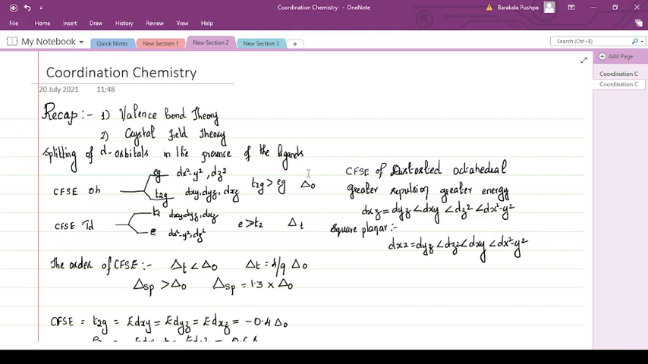In the case of octahedral complexes, what is the splitting? That is t2g and eg. In the case of tetrahedral complexes, the splitting is as e and t2. We know what t2g is: dxy, dyz, dxz. Eg means dx square minus y square and dz square. The energy of t2g is actually splitting is greater than delta O.